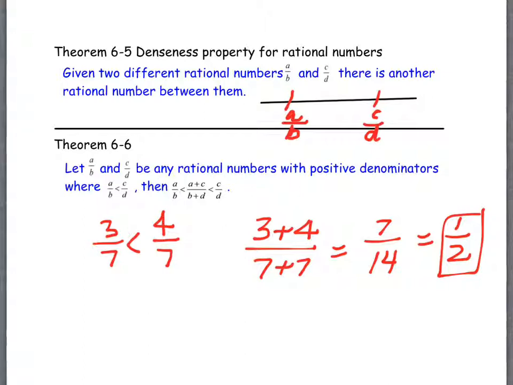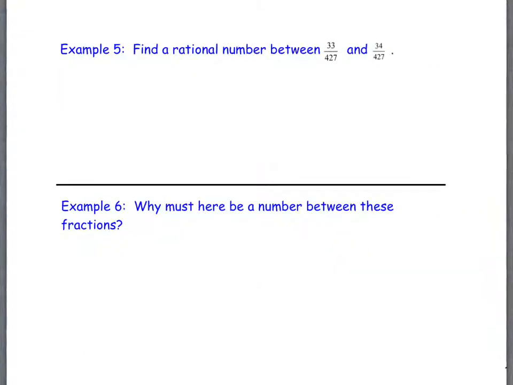Okay, so we're going to do an example where the numbers are even closer together. We've got 33 over 427 and 34 over 427. And let me just say real quick that there's absolutely no reason the denominators would have to be the same here. They just were in the ones I picked. So how would I find a number between these? Add the tops and add each of the bottoms.